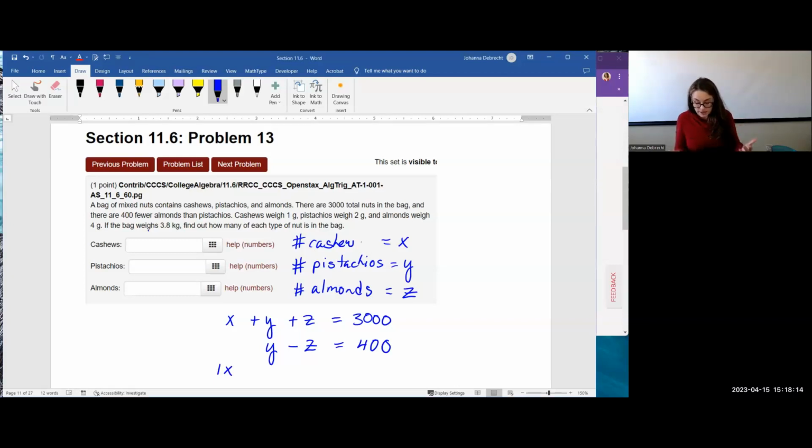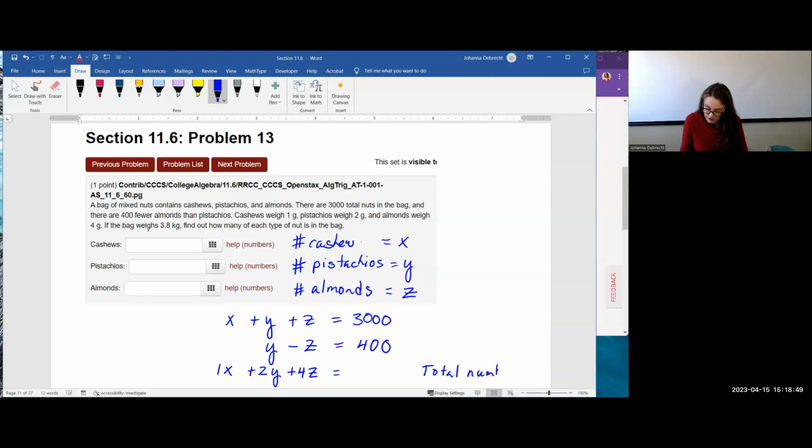Now, what about pistachios? They're a little heavier. They weigh 2 grams each. And I have Y number of pistachios, each 2 grams. So if I add to that my 2 grams times my pistachios, that's the total weight of those 2 types of nuts in grams. Now I want to take the almonds, which weigh 4 grams a piece, and I'm going to add that in. So 4 grams times each almond, which is Z. And this should give me total number of grams.